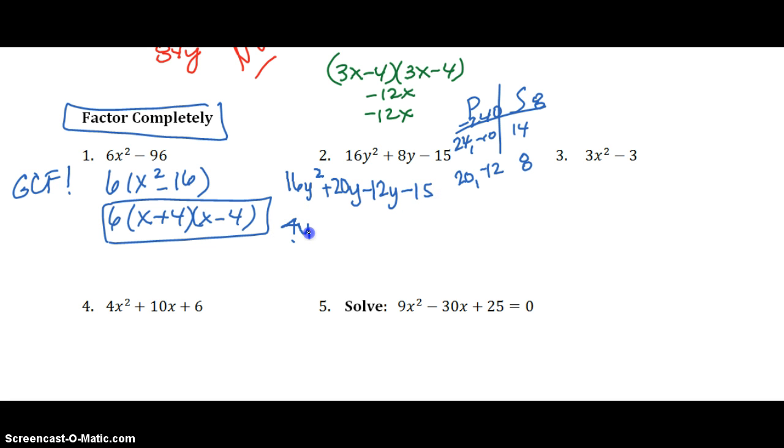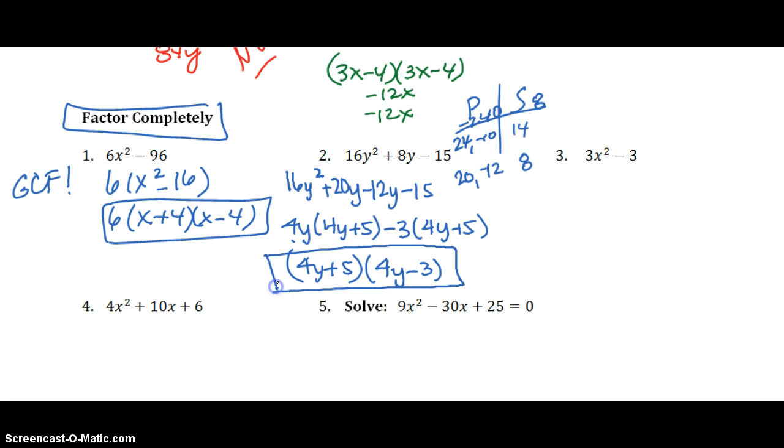Factor out of 4y plus 5. Factor out of negative 3, 4y plus 5. So factor out 4y plus 5 and 4y minus 3. So there it is, factored out. So don't forget, if it's not a difference of squares, you can always use product sum.